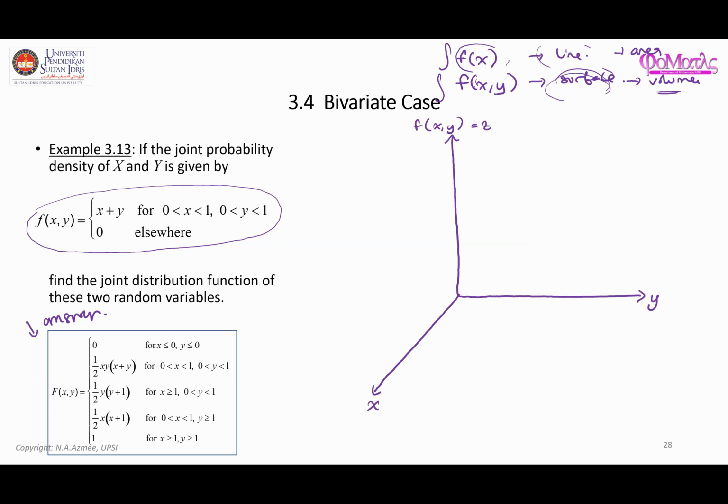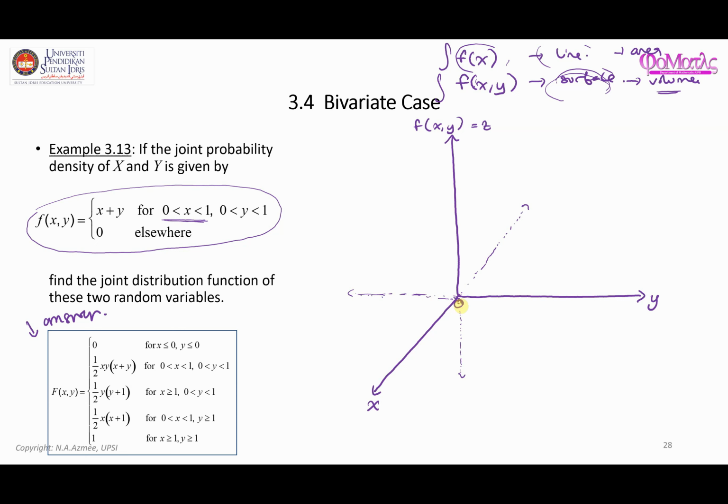Now, we know that the limit of x is between 0 and 1. If this is positive z, down here we can imagine it to be a negative z. You can also imagine this part here is going to be negative x, and this part right here is going to be negative y in this direction. So something like that. Okay, let's continue with this.